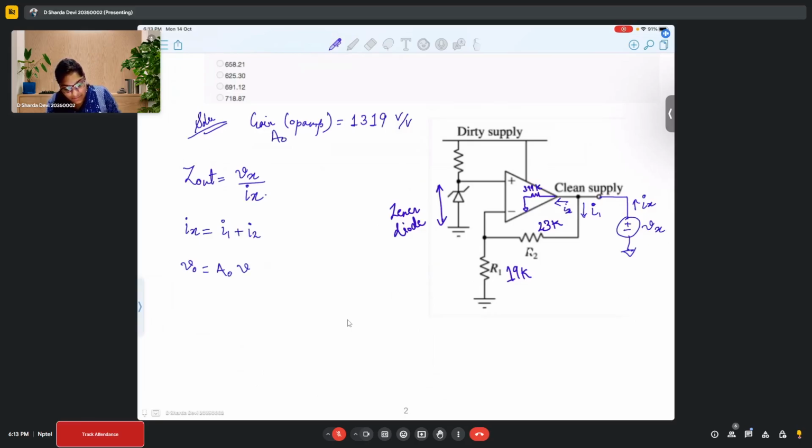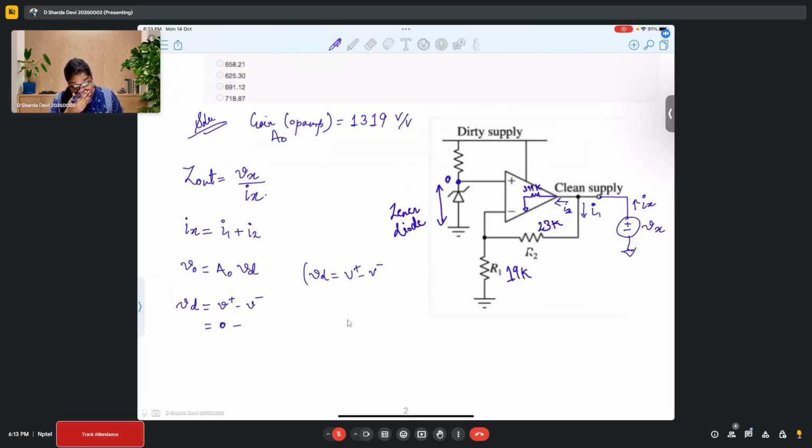So A naught times VD. VD is the difference voltage, so VD is V plus minus V minus, correct? Now, since we are applying this voltage Vx over here, considering there is zero voltage here, how would my VD look like? This is V plus minus V minus. At V plus, if you observe carefully, since there is no voltage applied here, we are saying that it has zero voltage. So that brings us to 0 minus VI.